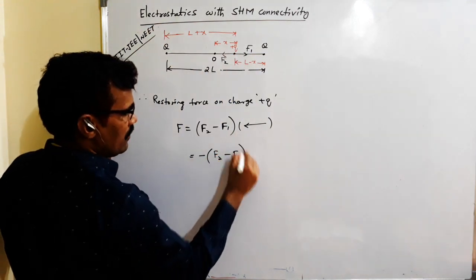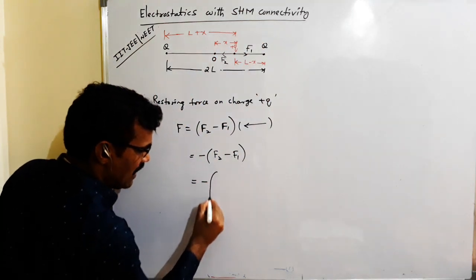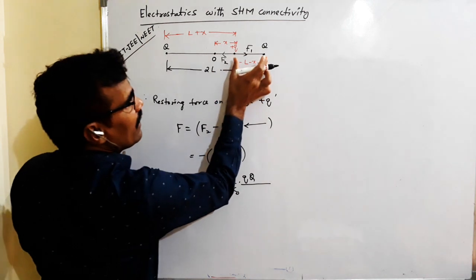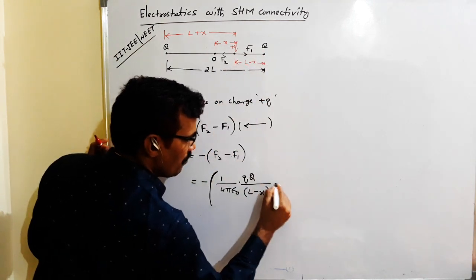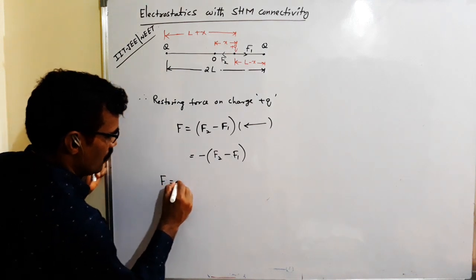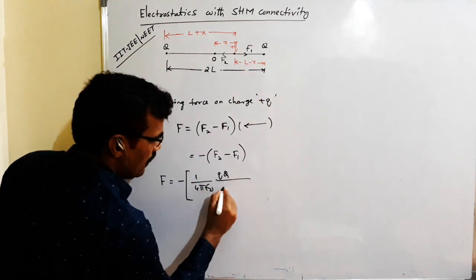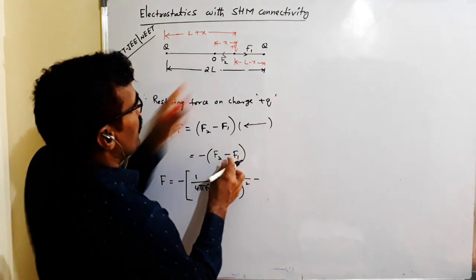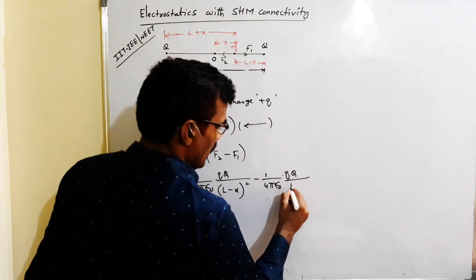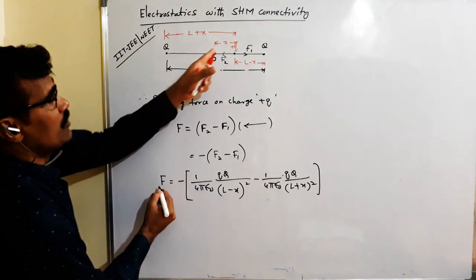F2 minus F1. Sir, what is F2? F2 is the force acting on q due to capital Q. Therefore F is equal to minus of 1 by 4 pi epsilon naught Qq by L minus X whole square, minus F1, which is 1 by 4 pi epsilon naught Qq by L plus X whole square. From these two, F equals ma, the restoring force. It is the net force acting on small q.